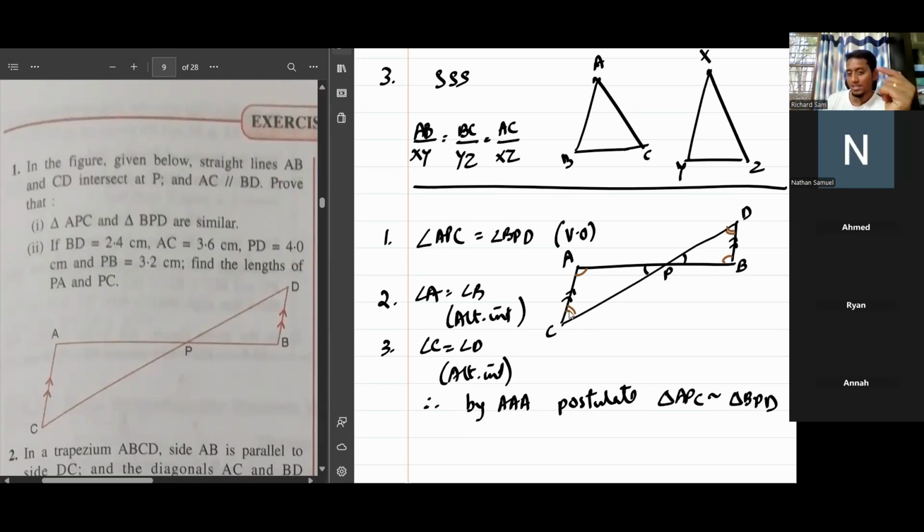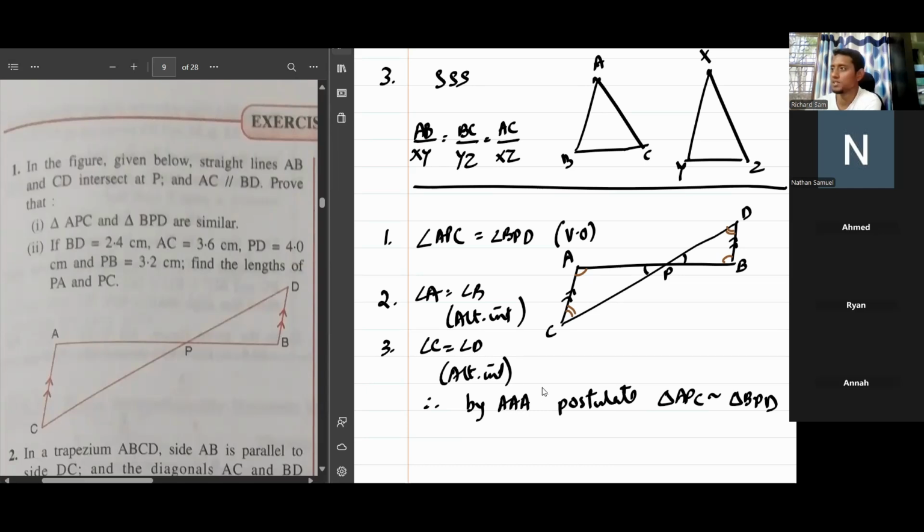The third angle that's equal is angle C and angle D. Why? Same reason. AC is parallel to BD, and here the transversal is CD. So angle C is on one side of the transversal, angle D is on the other side of the transversal. So they're again alternate interior angles. Since we have used all three angles, we have shown that all three angles are equal to each other. So therefore, by the AAA postulate, triangle APC is similar to triangle BPD.